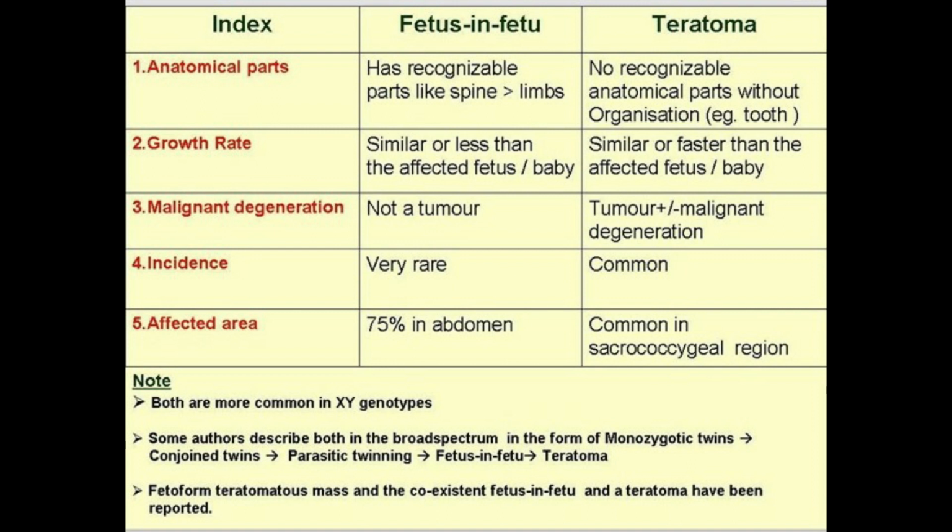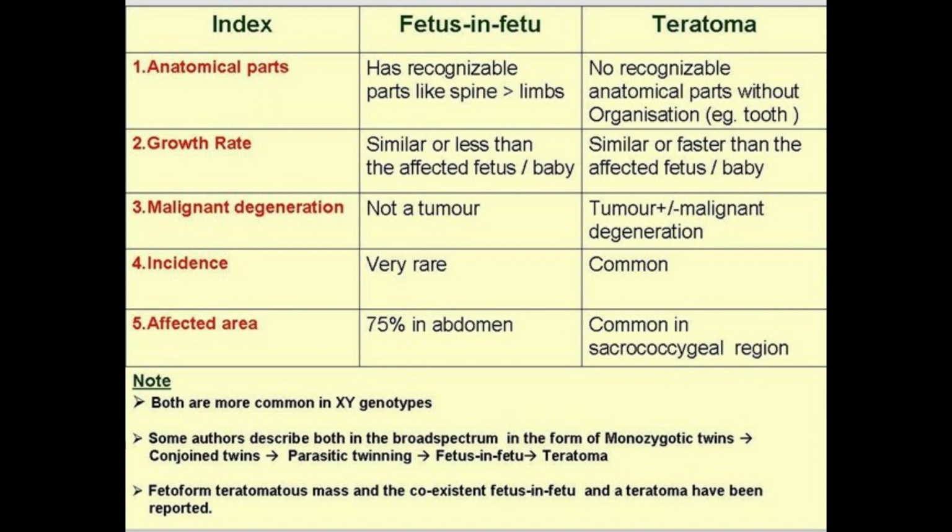genotypes, and some authors describe both of them in monozygotic twins, and they might initially start from monozygotic twins that can go for conjoining, which can be symmetric or asymmetric, and if it becomes too asymmetric, it can go for parasitic twinning, and then it might go for fetus in fetu, and lastly the teratoma, the tumor pattern.